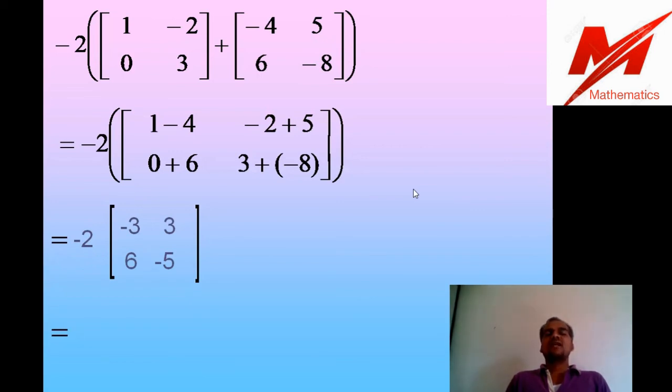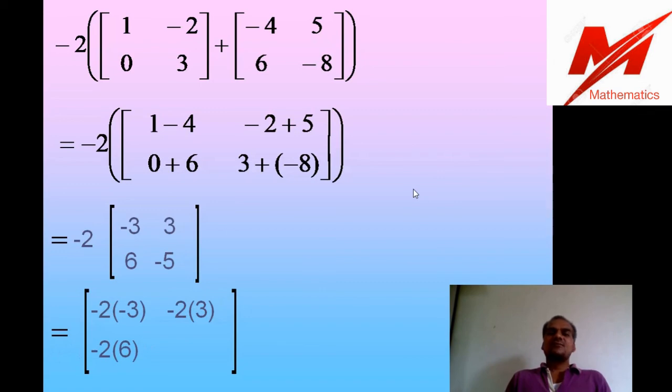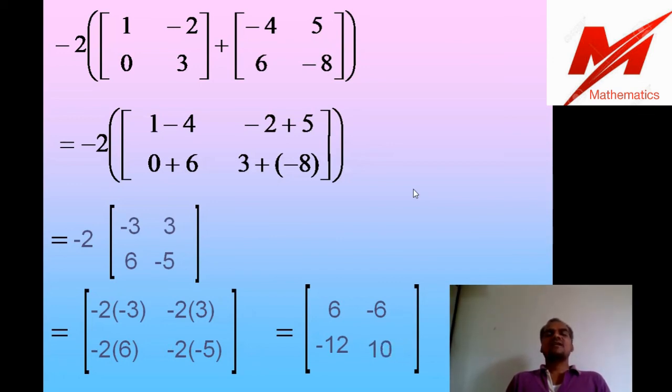Next we have to multiply each element of the matrix by the scalar. So -2 into -3, we have to multiply -2 to each element of the given matrix. So -2 into -3, next -2 into 3, -2 into 6, -2 into -5. So the resultant matrix: -2 into -3 we get 6, -2 into 3 we get -6, -2 into 6 we get -12, -2 into -5 we get 10. That is the multiplication of a matrix by a scalar.